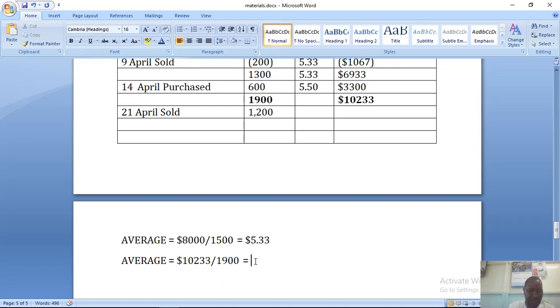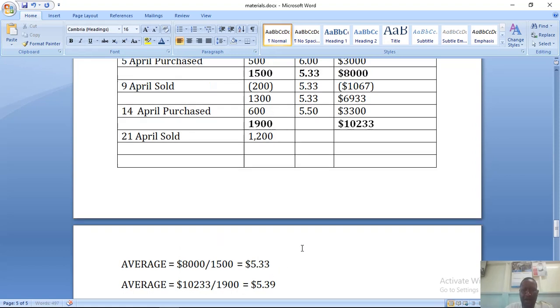5.386. So this is valued at $5.386. Just say 5.39, rounded off to 2 decimal places. All right, so the inventory in stock will be valued at 5.39, and that will be the total value.